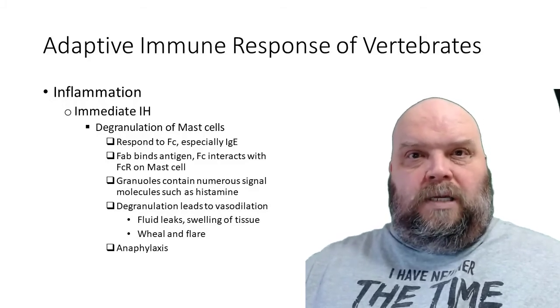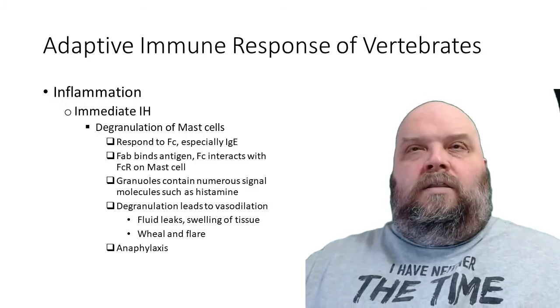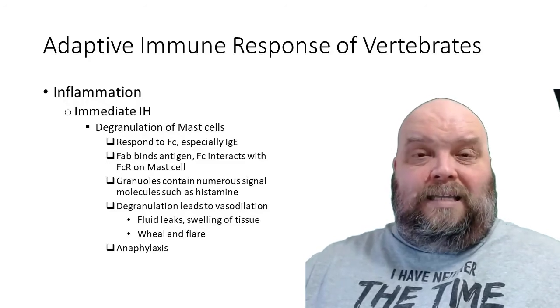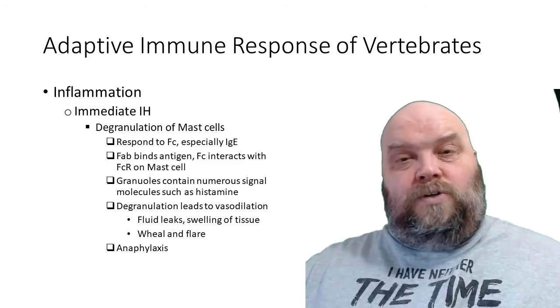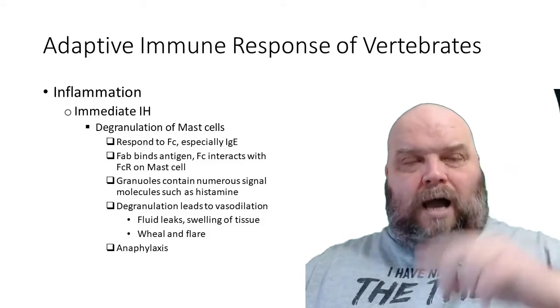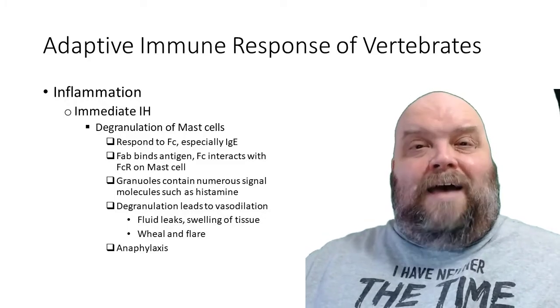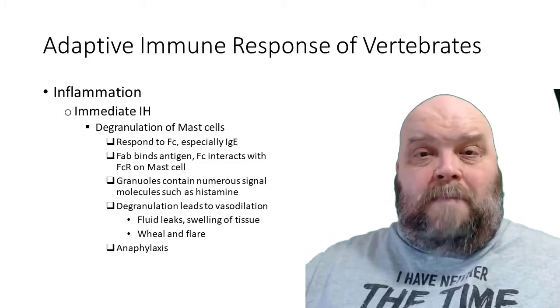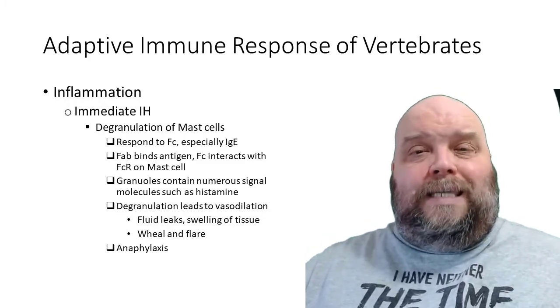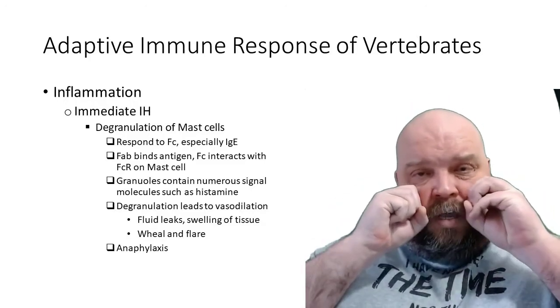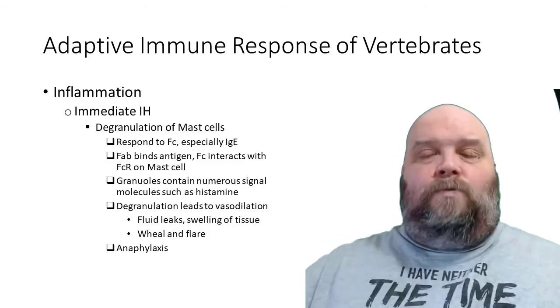Hopefully, most of the time, it's going to be something not you. The variable region of the Fab fragment binds to that. The Fc portion, remember the constant, the base of the Y, will then bind to an Fc receptor on the surface of a mast cell. This will trigger degranulation. All those granules of cytokines and signal molecules just get spewed out.